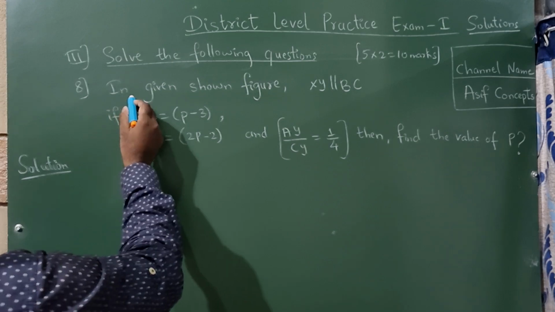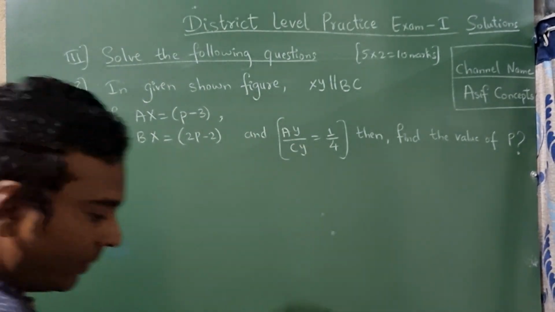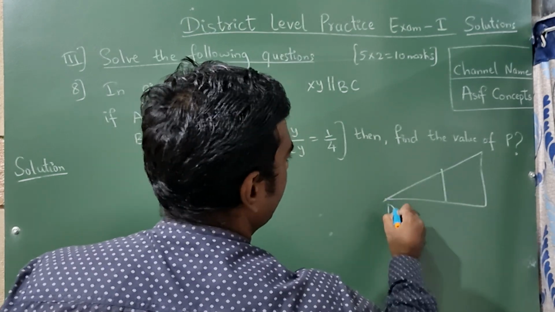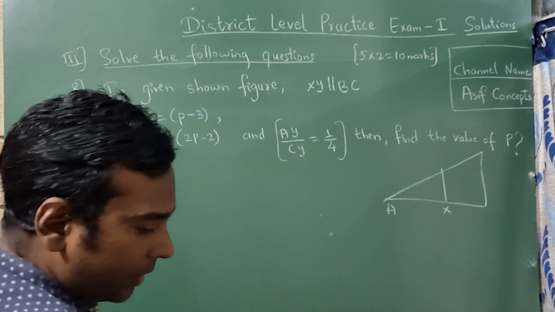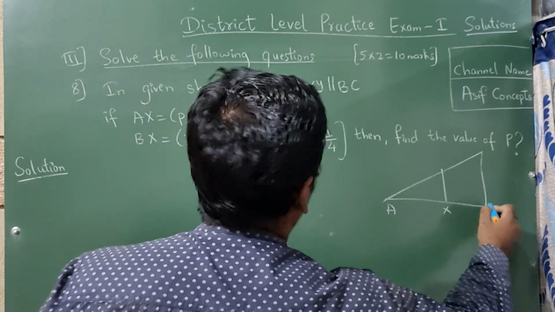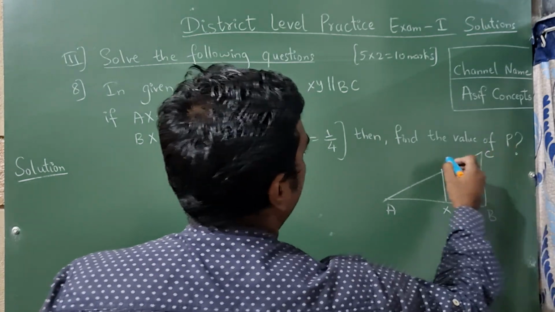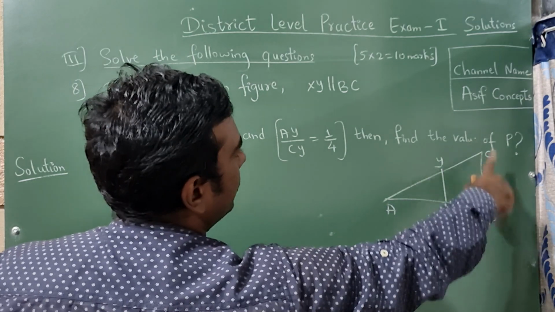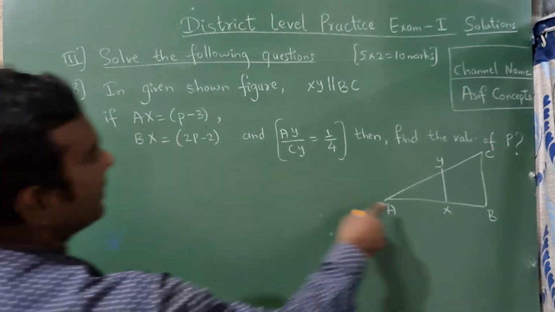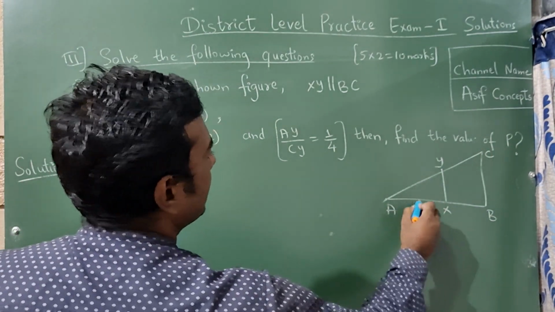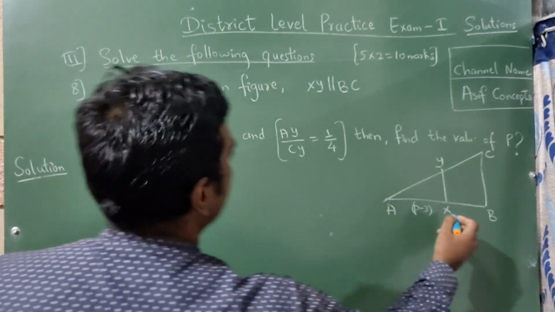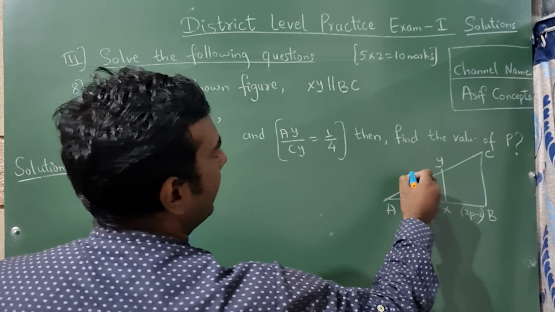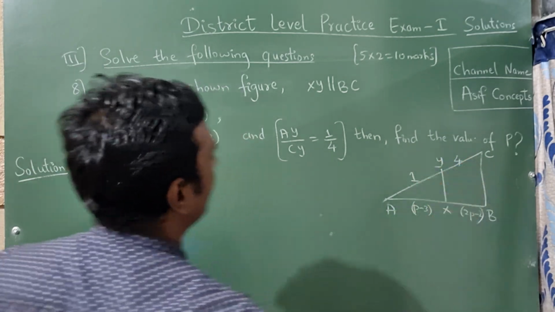Eighth question is, in the given figure, this is A, X, and this is B, this is C, and this is Y. XY is parallel to BC. Now AX is p minus 3, and BX is 2p minus 2. AY is 1 and CY is 4.